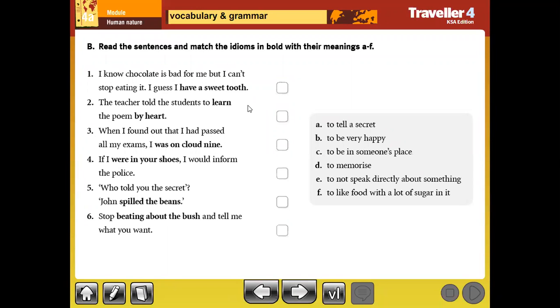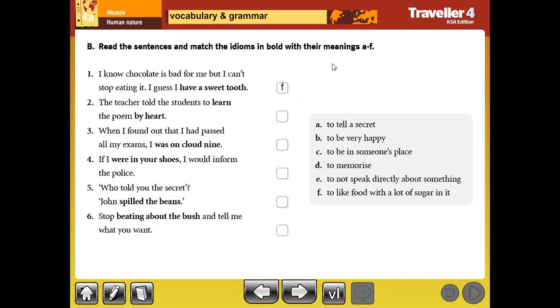Stop beating about the bush and tell me what you want. When someone beats about the bush, he avoids talking about what is important. He discusses a matter without coming to the point. So let's try to match the idioms with their meanings. Number one, have a sweet tooth. What do you mean by have a sweet tooth? Have a sweet tooth means to like food with a lot of sugar in it, like Yasin and Ahmed said.